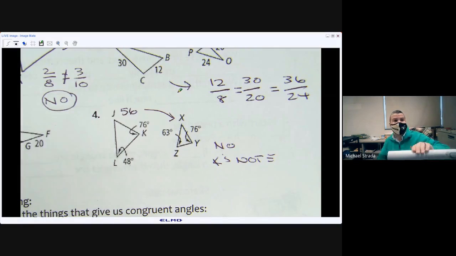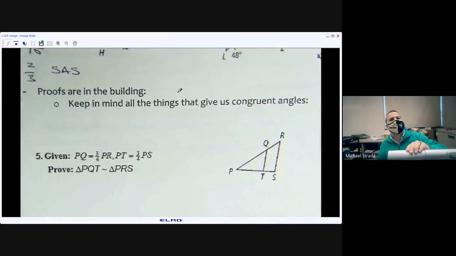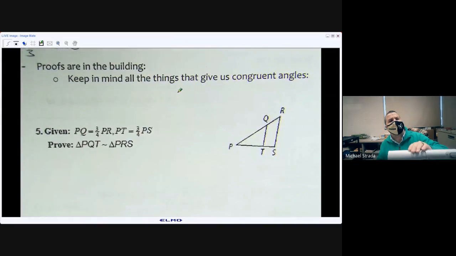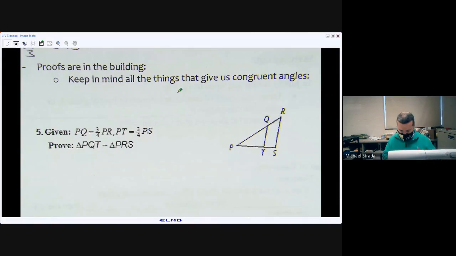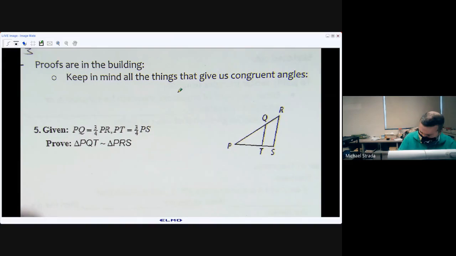Okay, now proofs, which we will talk about in great deal on Monday. This should get you through hopefully at least the homework, but we'll deal with more on Monday. All right. So it says PQ equals 3/4 PR, PT equals 3/4 PS. Prove triangle PQT is similar to triangle PRS.